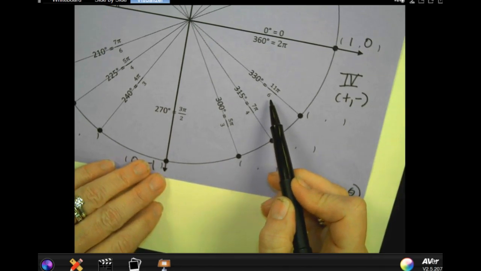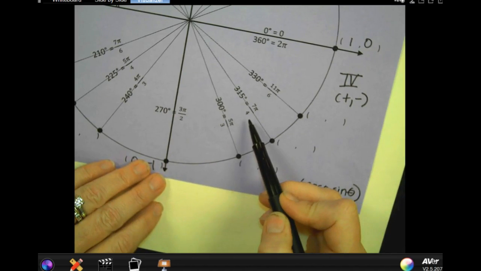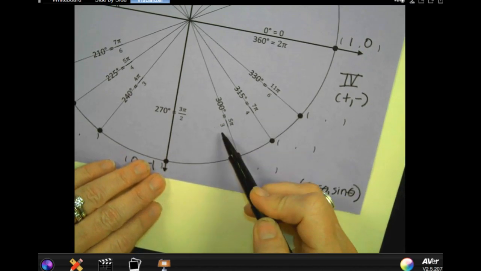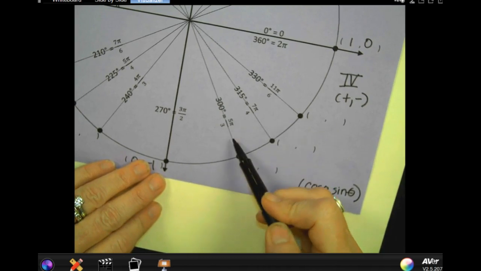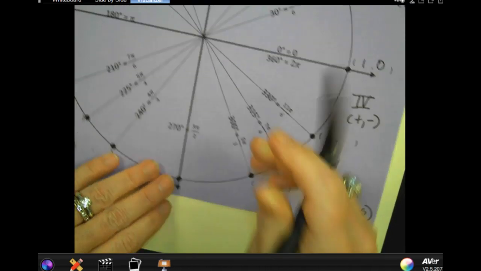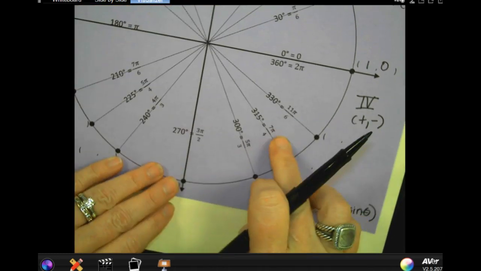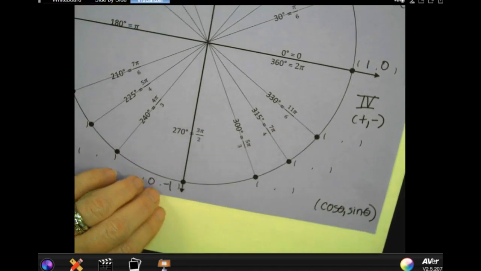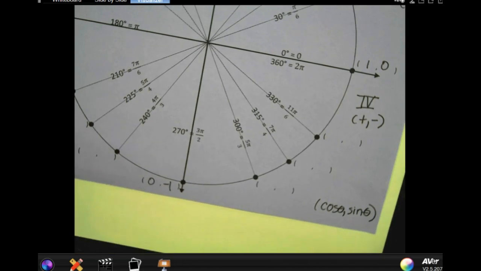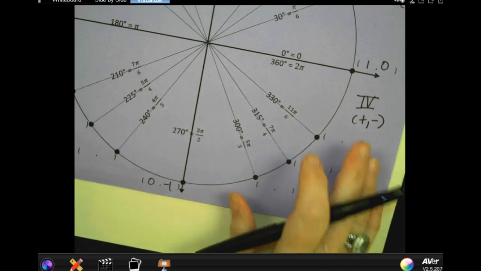So 2 times 6 minus 1 is 11. 2 times 4 is 8, minus 1 is 7. 2 times 3 is 6, minus 1 is 5. So that's 1, 1 less, 1 more, twice the bottom minus 1. Okay? So that's all the way around. So that's our radians.